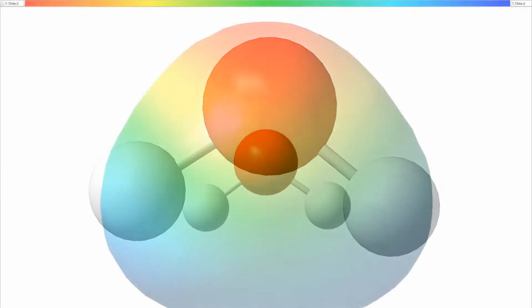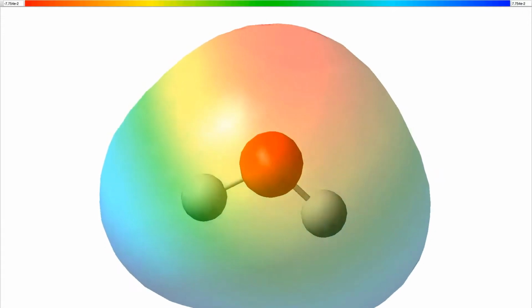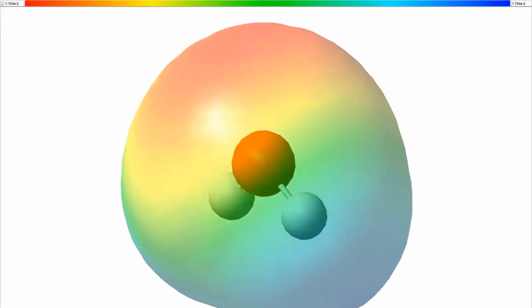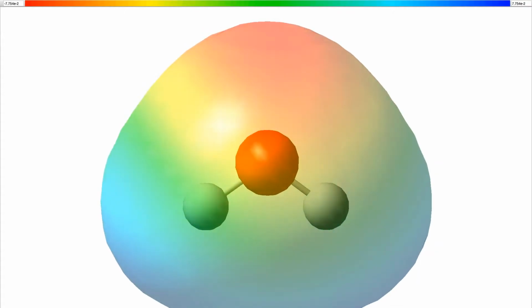Using the software, we can map the electron charge on top of the electron density that surrounds the atoms to see that there is a significant difference in charge between the hydrogen and oxygen sides of the molecule. This is the dipole moment, and this is why we say that water is a polar molecule.